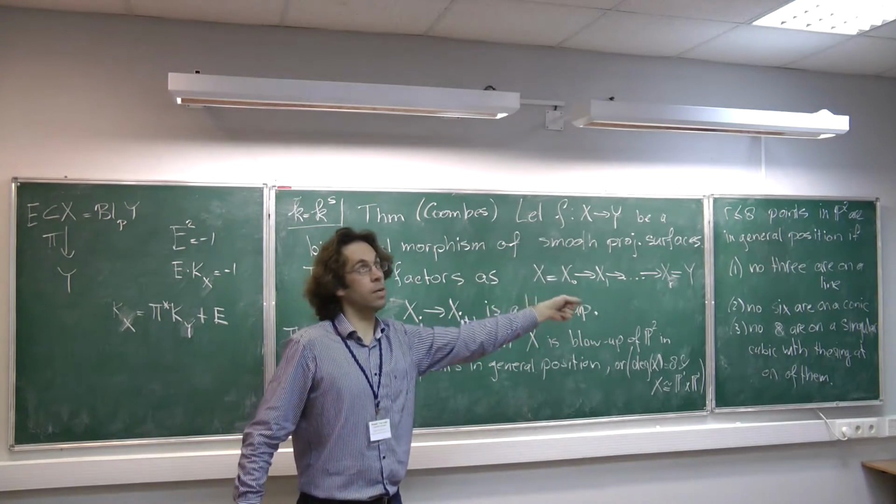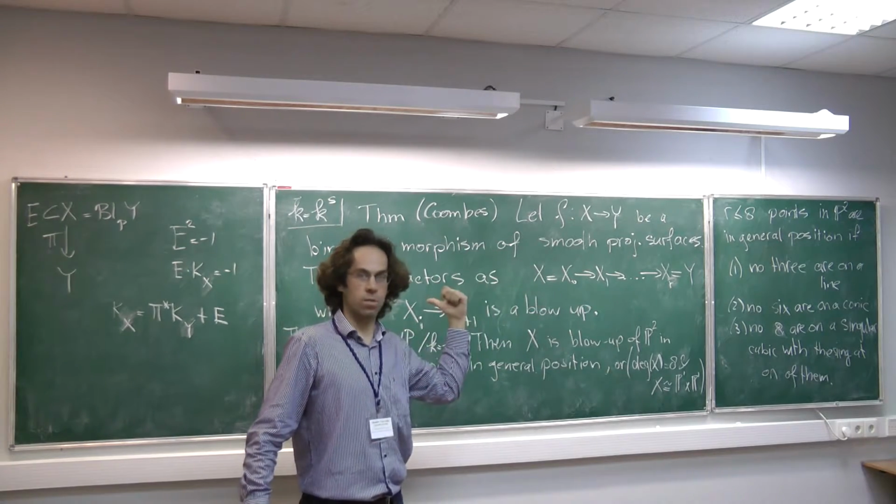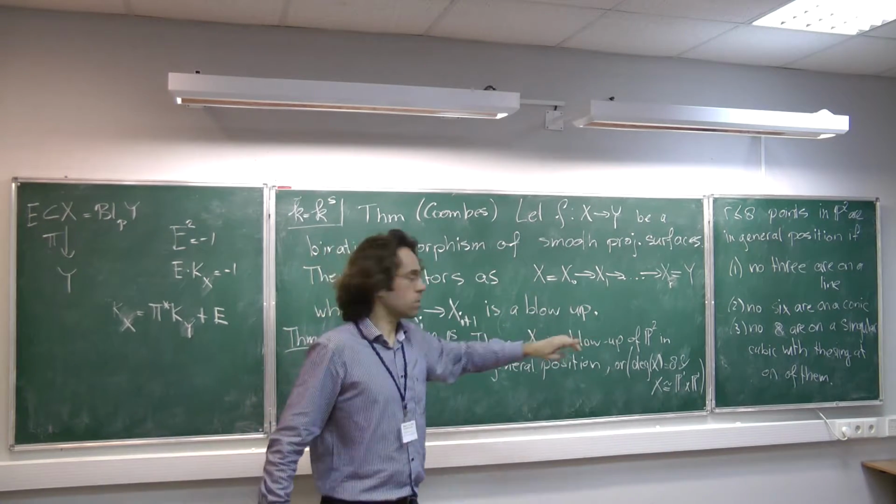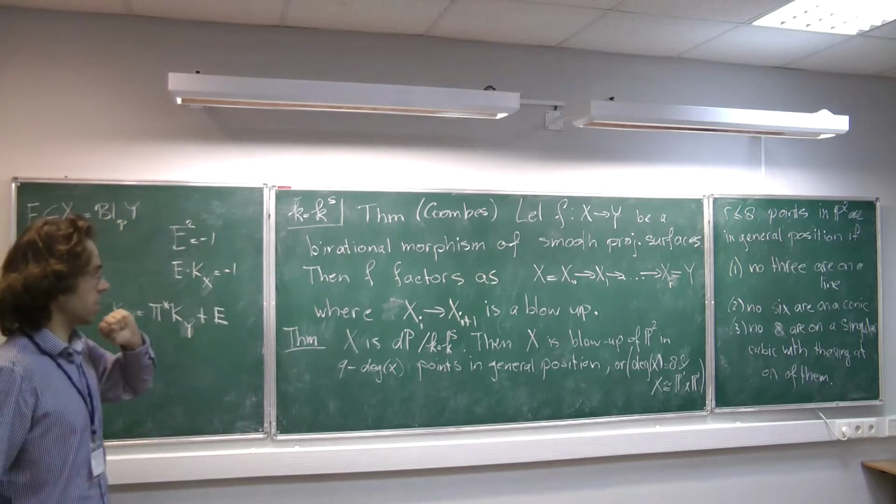So you were already at 9 minus 7 was 2, minus 2 squared is also minus 2, is also a problem. So they really have to be in general position.